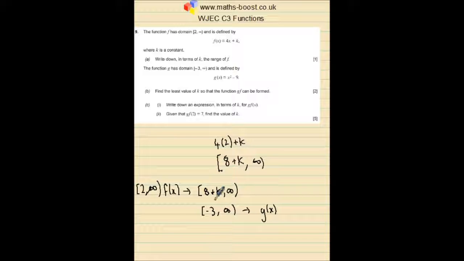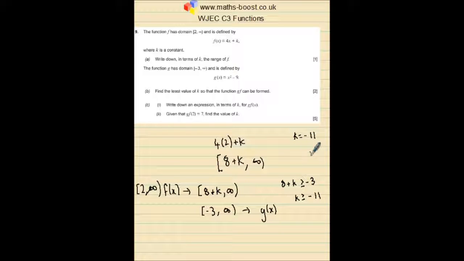And then here we can see what is an apparent mismatch. This function can only accept -3 or greater. So we have to fix it so that this here is always greater than or equal to -3. So we just select x plus k is greater than or equal to -3, and we solve this. K is greater than or equal to -11. So the least value that k can take is -11.